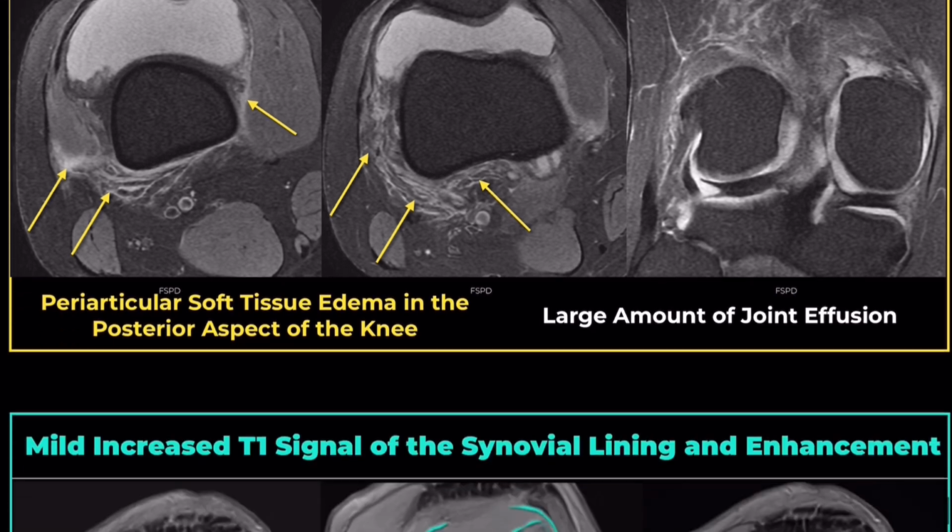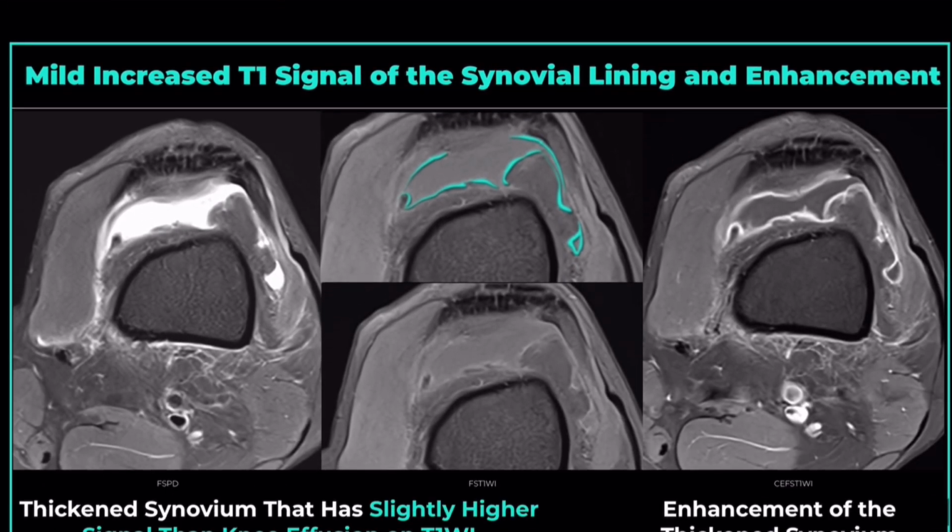Secondly, there is mild increased T1 signal of the synovial lining and enhancement. The MRI shows a thickened synovium that has a slightly higher signal than the knee effusion on T1 weighted imaging. Additionally, there is a noticeable enhancement of the thickened synovium.